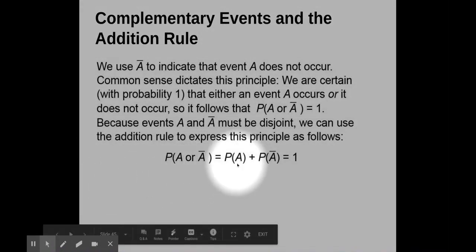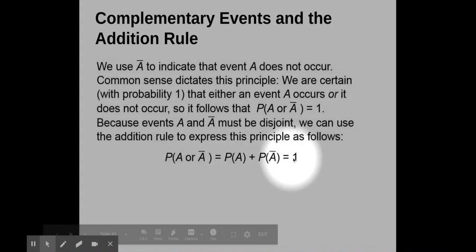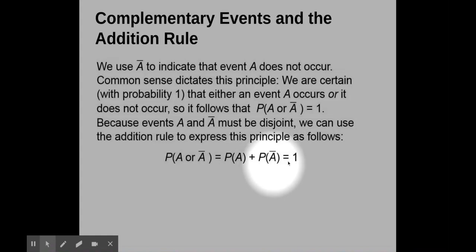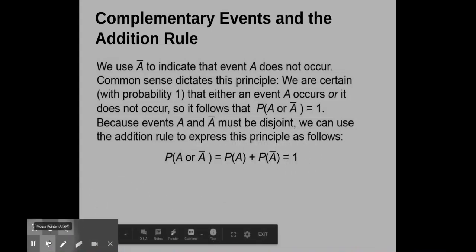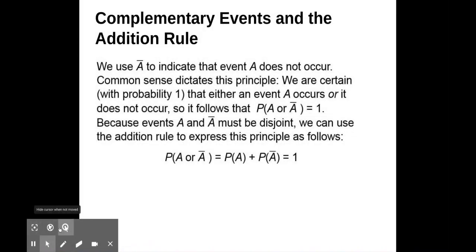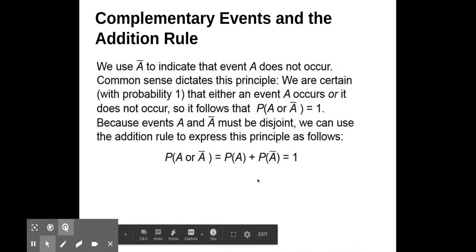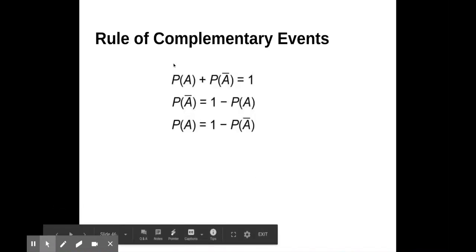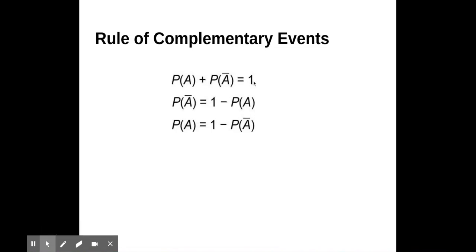All right, that's cool. This piece right here, the probability of A plus the probability of A complement equals 1, builds us three really nice equations. And what it gives us is the probability of A plus the probability of A complement equals 1.